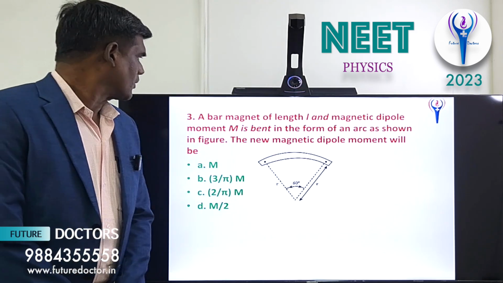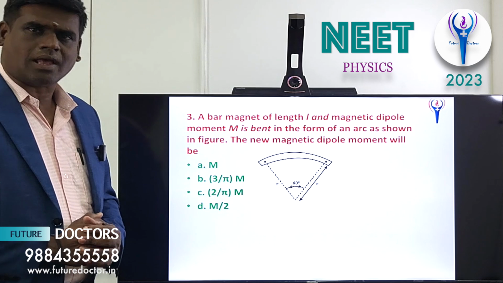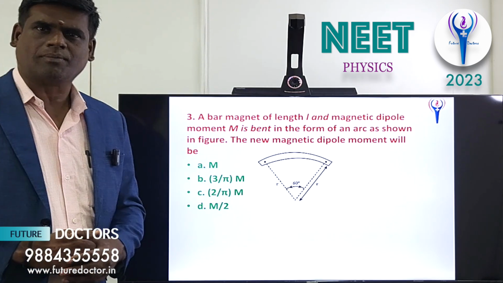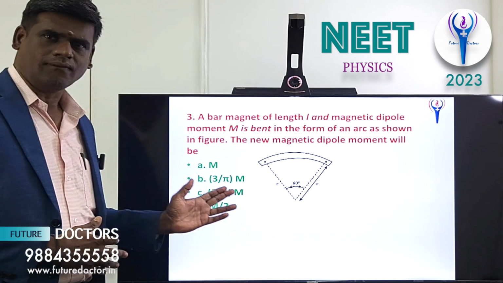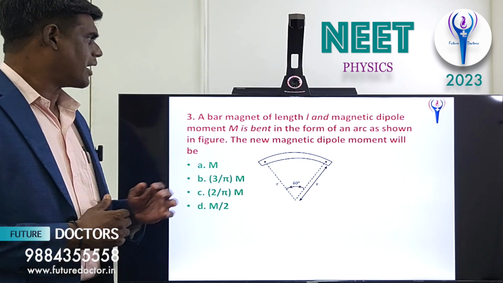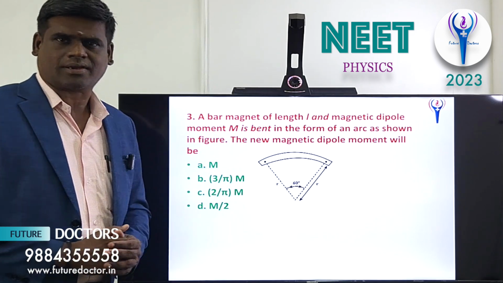Question number 3. A bar magnet of length L and a magnetic dipole moment M is bent in the form of an arc as shown in the figure. The new magnetic dipole moment will be dash.